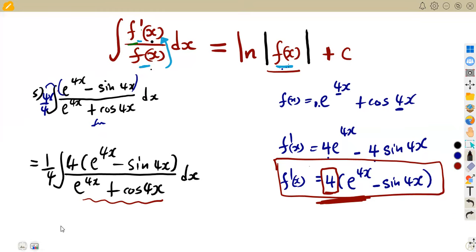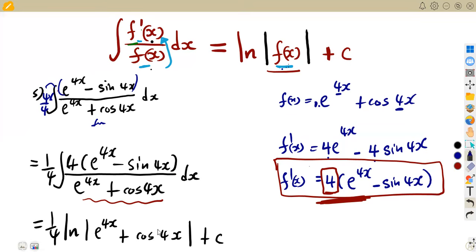What is supposed to be the answer? The answer is supposed to be ln f of x. So it's ln f of x, which is our denominator here. So it's going to be ln of e to the exponent of 4x plus the cosine of 4x in this case, plus the constant of integration.